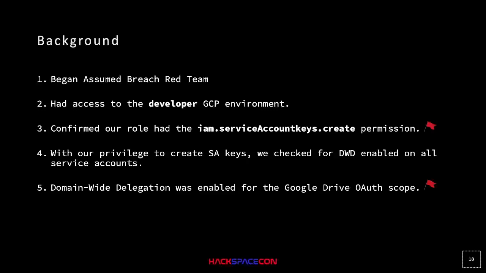The goal of the red team was to see if a developer can go from being a developer to another very sensitive, separated area of the organization. And so we started as a very low privileged developer, and we had access to a sandbox GCP environment, the developer GCP environment. The first red flag that we found was that we confirmed that our role had the IAM service account keys.create permission.